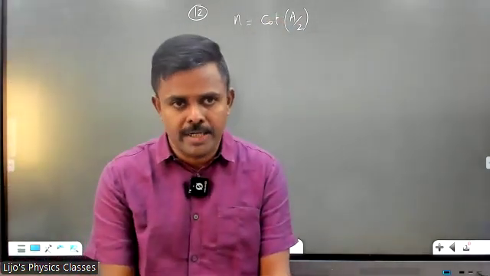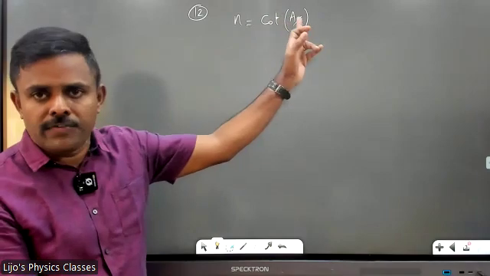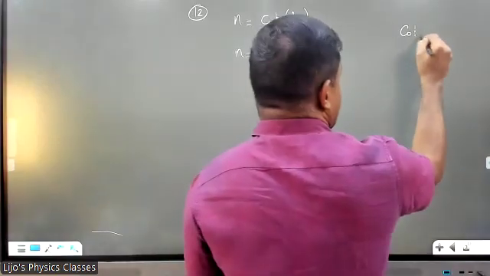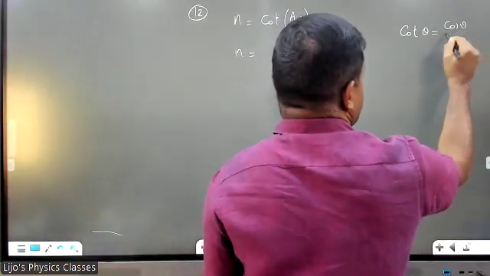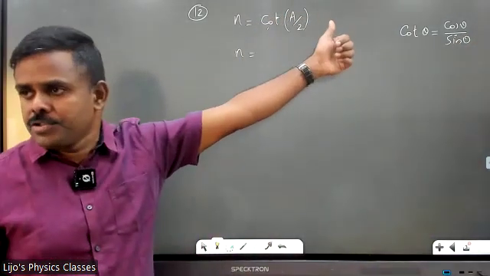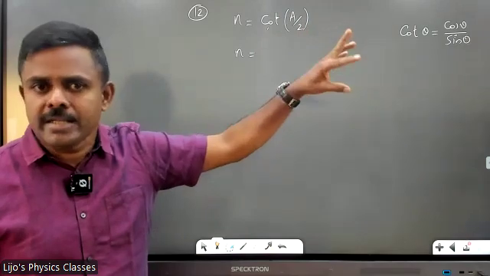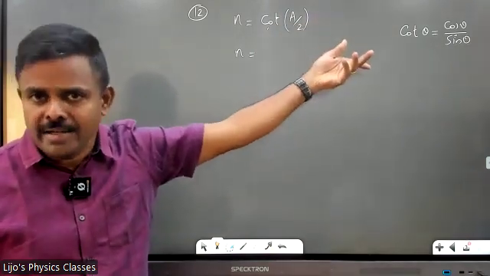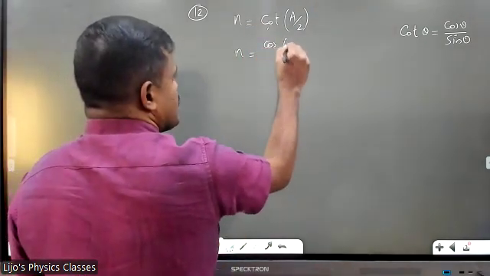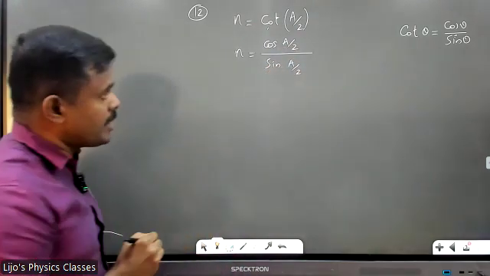I'll tell you how to do this. You've done this in class, but I'm doing it again. They have given that the refractive index is cot of A by 2. But you know, this is something you learn in class 10, cot theta is equal to cos theta by sin theta. So cot A by 2 will be cos A by 2 by sin A by 2. Sin by cos is called tan, and cos by sin is called cot.